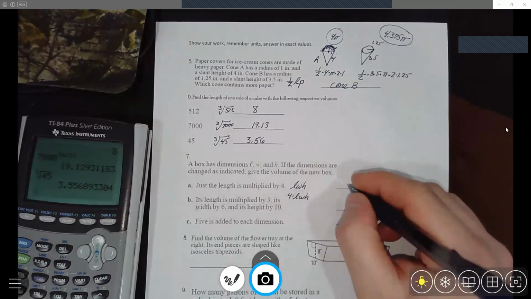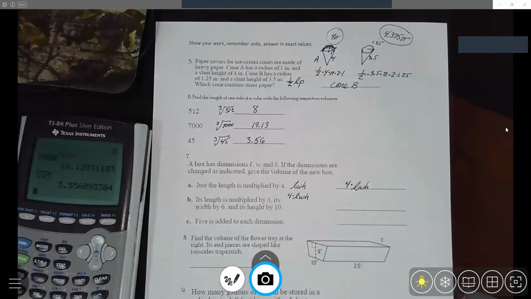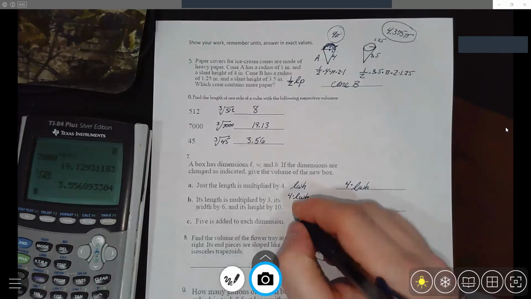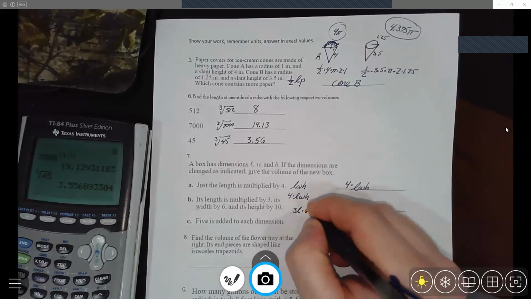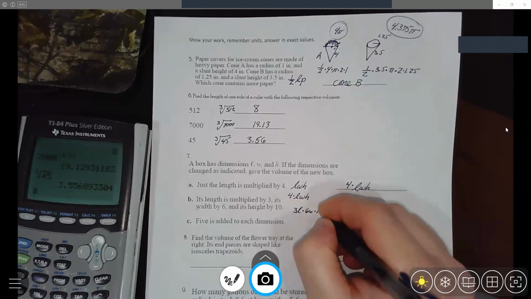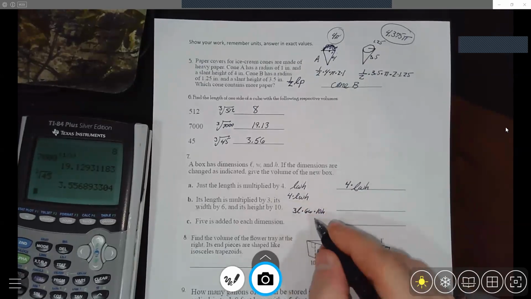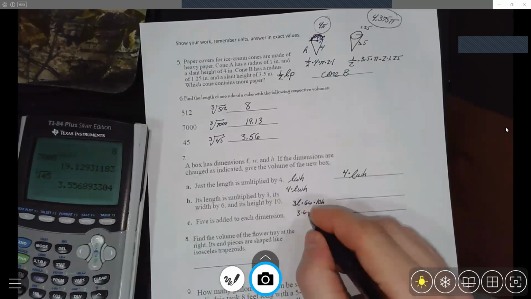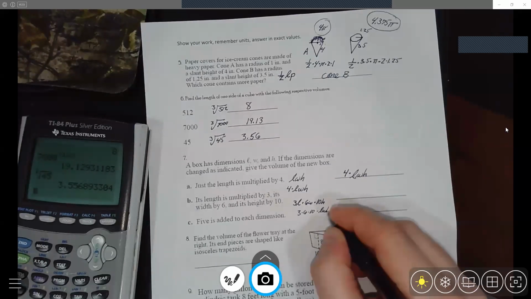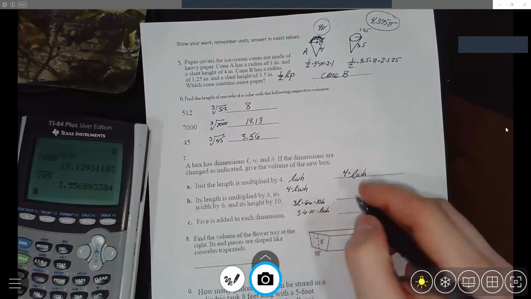So give the volume of the new box for LWH. Its length multiplied by 3, its width by 6, its height by 10. So 3L times 6W times 10H. And we're going to use the commutative property to put the numbers together. So 3 times 6 times 10 times LWH. And so that's 180.